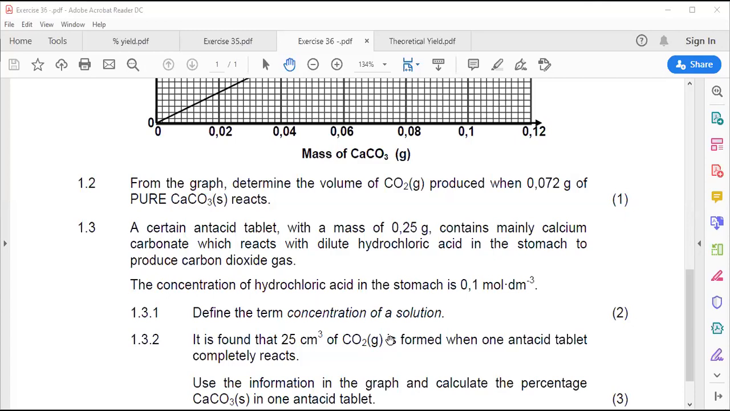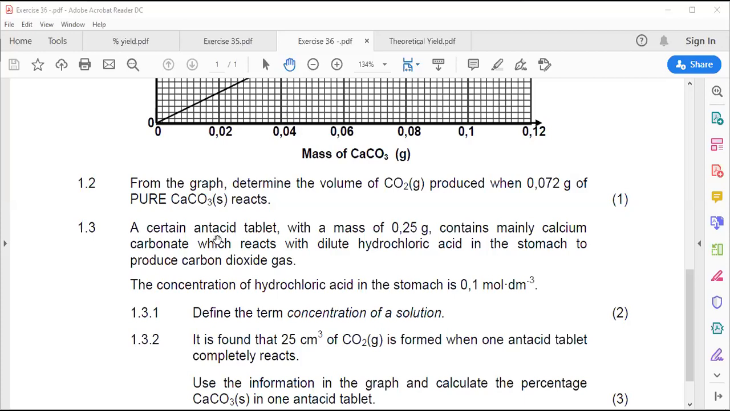Okay, so I was explaining mainly calcium carbonate. Mainly means there's a major part, then there's a minor part. The main substance in this particular anti-acid tablet happens to be calcium carbonate. And what would be the minor? It's still in the tablet.